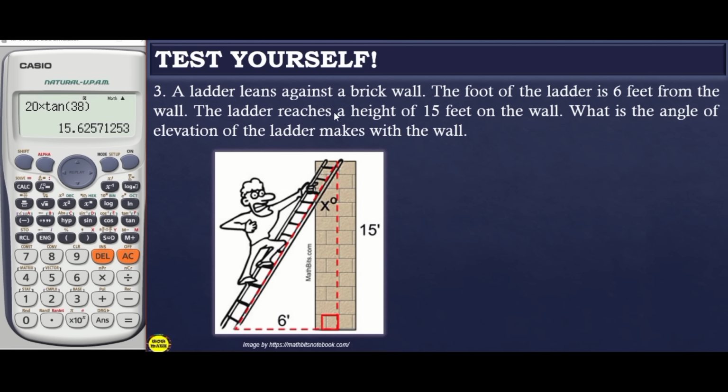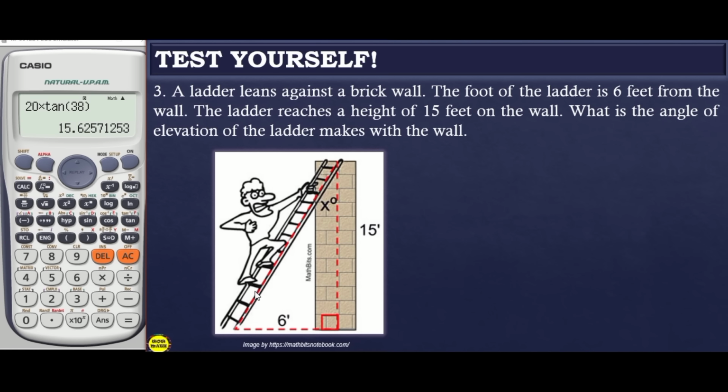Next, a ladder leans against a brick wall. The foot of the ladder is 6 feet from the wall. So, ito pong foot, the foot of the ladder is 6 feet from the wall. So, ito po yung ating foot ng ladder. Ang layo po niya ay 6 feet. Okay, ito po siya. Ayan, 6 feet from the wall. Ito yung wall. So, ito po yung distance. And then, the ladder reaches the height of 15 feet. Since, ito po yung ladder natin, ito pong height na to ay 15 feet on the wall.